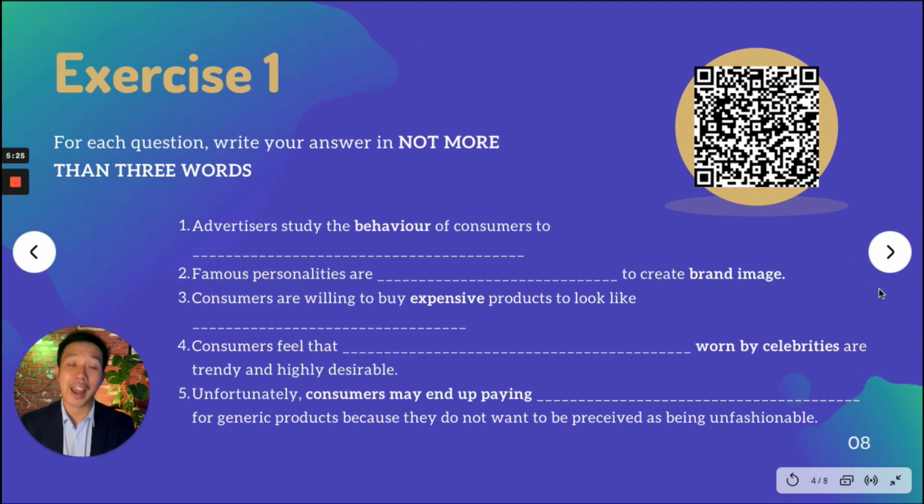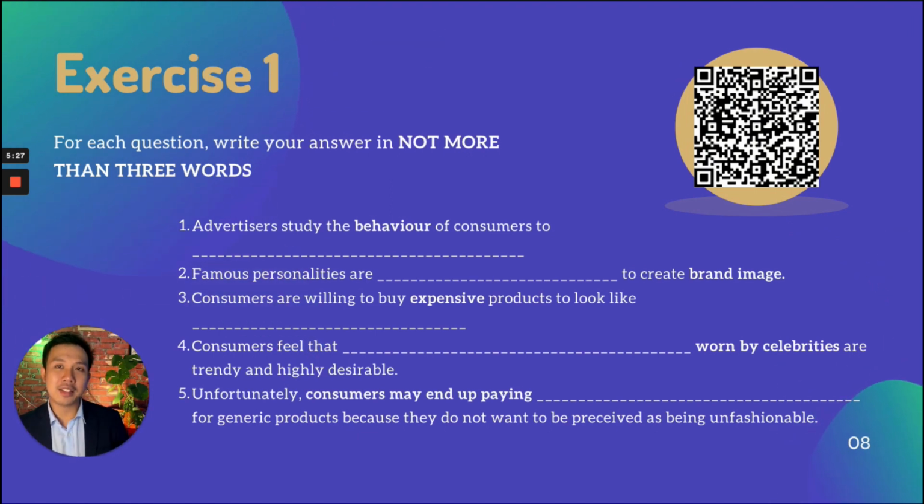Alright, for exercise 1, for each question, write your answer in not more than 3 words. Before we proceed with this question, there's a QR code. I'm going to point it here. There's a QR code over there, so you can use your phone and scan this QR code. It will lead you to the Oxford Fajar website, and there you can listen to the recording. Okay, I'll show you.